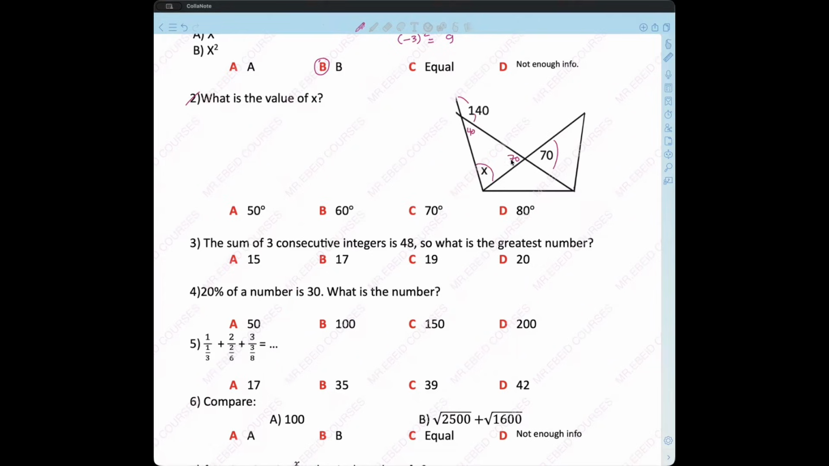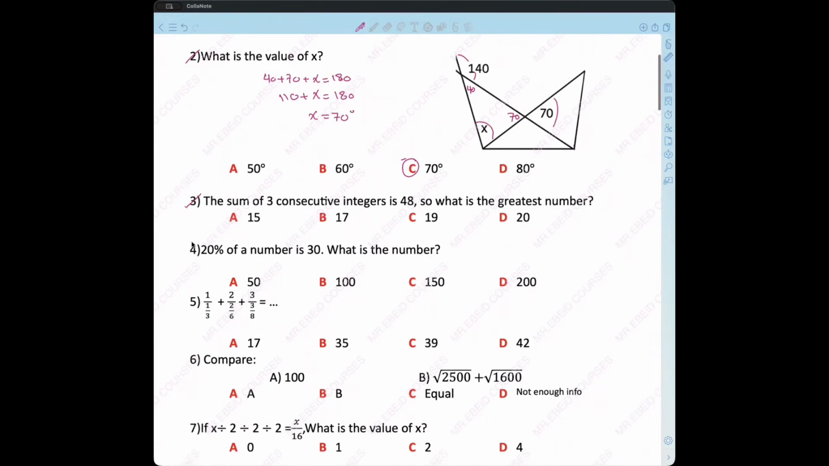You know that the sum of measures of the interior angles of any triangle is 180. It means 40 plus 70 plus x equals 180, so 110 plus x equals 180. By subtracting 110 from both sides, x is 70. The answer is C.